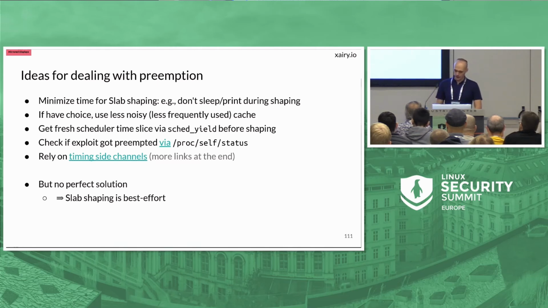Then there are some other things like getting a fresh scheduler time slice before executing the slab shaping, or checking whether you got preempted by reading the /proc/self/status file, or maybe timing side channels. But there is no one perfect solution. So slab shaping does not always work. You can make the success chance of slab shaping something like 99.9% for certain types of exploits, but it's never going to be 100%.